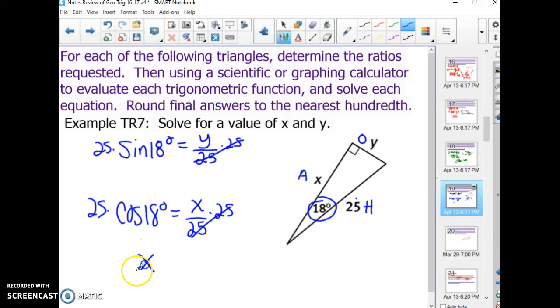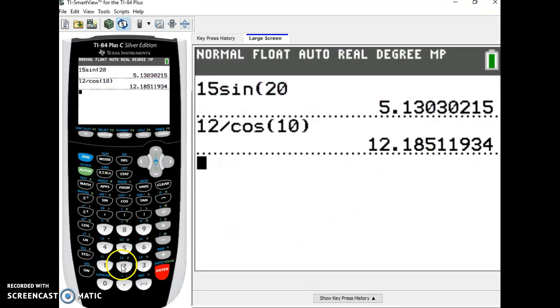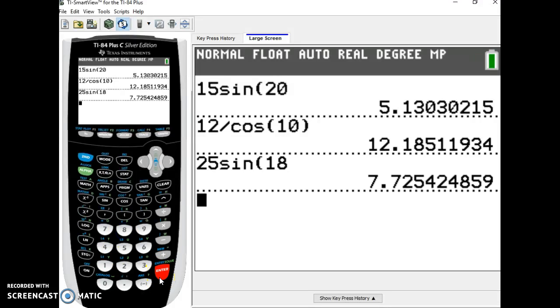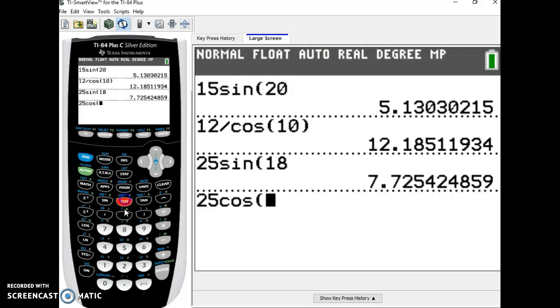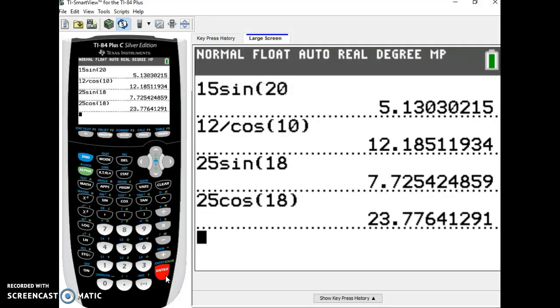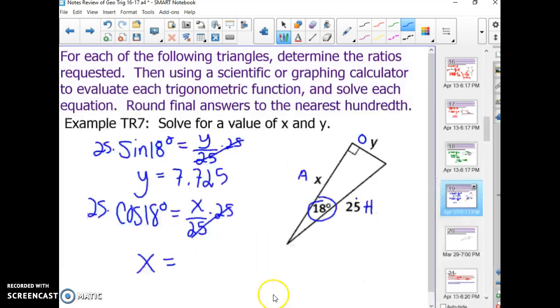And so now it's just a matter of plugging and chugging. 25 sine 18. So my y value is 7.725. And my x value is going to be 25 cosine 18. And I get 23.77.